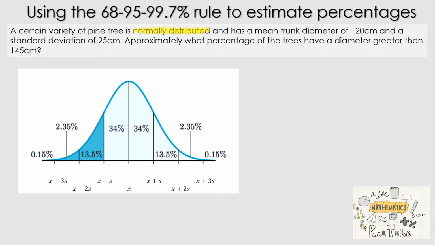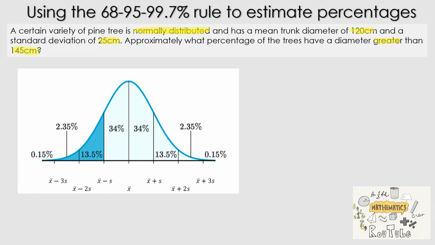So as soon as you see that terminology, normally distributed, you know you need to go to your reference, have a look at your summary notes, and go straight to the bell curve and apply your knowledge of the 68, 95, 99.7% rule. A certain variety of pine tree is normally distributed and has a mean trunk diameter of 120. So there's our mean, and a standard deviation of 25 centimeters. It's important to highlight the important information. And approximately what percentage of these trees have a diameter greater than 145 centimeters?